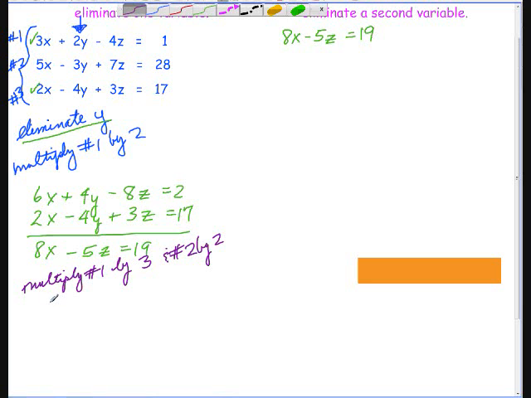Multiplying everything here by 3, I get 9x plus 6y minus 12z equals 3. Did I do that right? Multiplying everything by 3. 12, 6, 9. Yep.